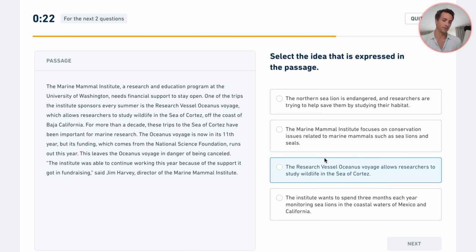The research vessel Oceanus allows researchers to study wildlife in the Sea of Cortez. Maybe. The Institute wants to spend 3 months each year monitoring sea lions in the coastal waters of Mexico and California. So this one, no, because they're already doing it. They don't want to do it, they are doing it. So the third one will be correct.